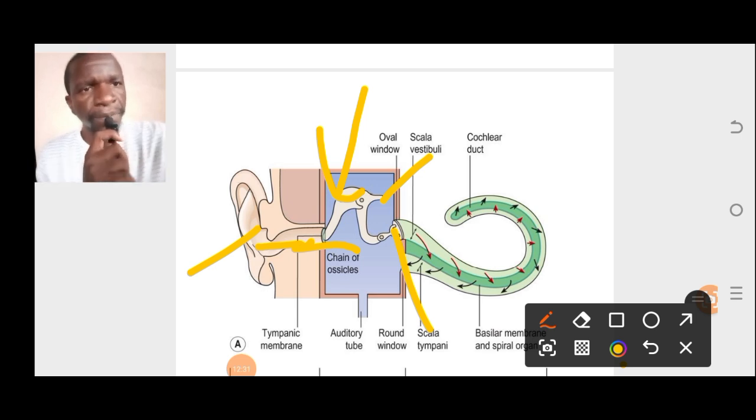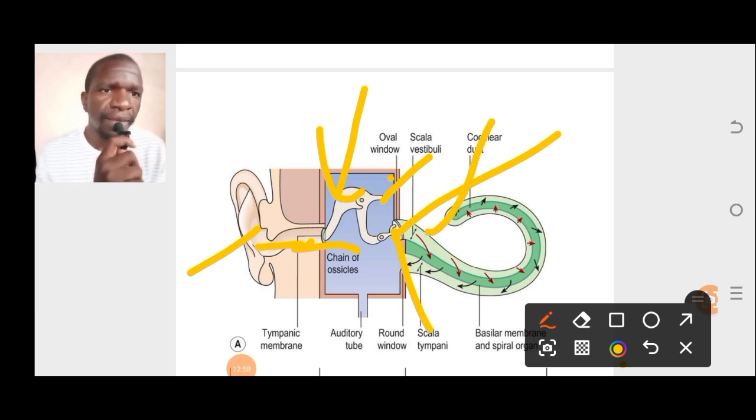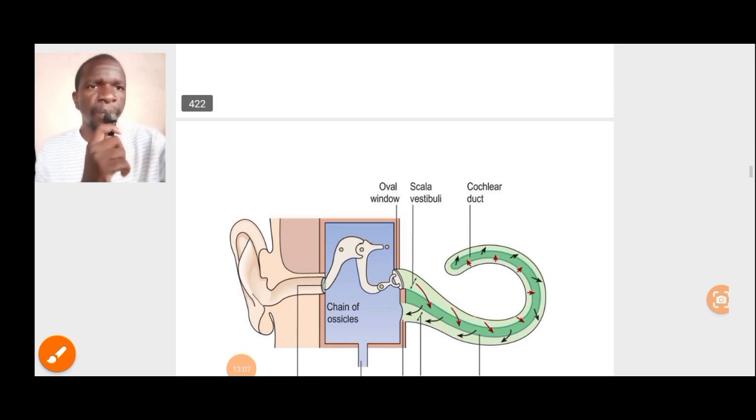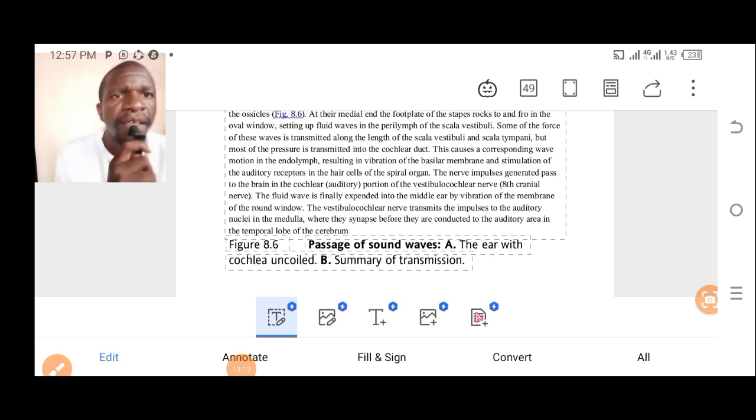Now the movement of the stapes to and fro in this oval window, which is here, is going to set up some fluid waves in the perilymph. And where is the perilymph? It is in the scala vestibuli. So this is the scala vestibuli, and there is also some fluid in the scala tympani. So now let us look at what is going to happen next. I was illustrating in the diagram the fluid wave.